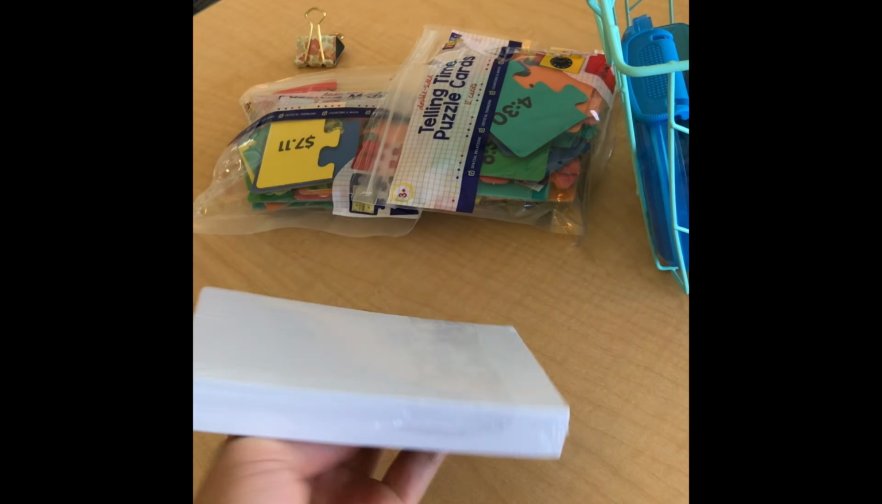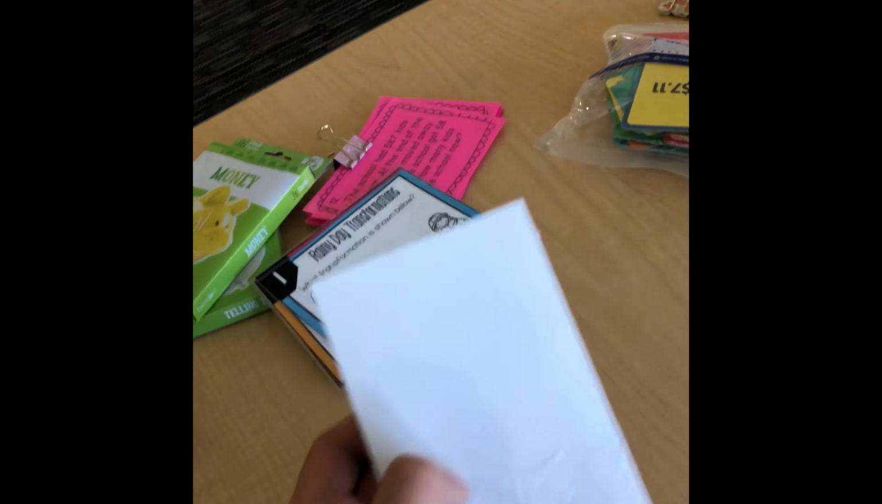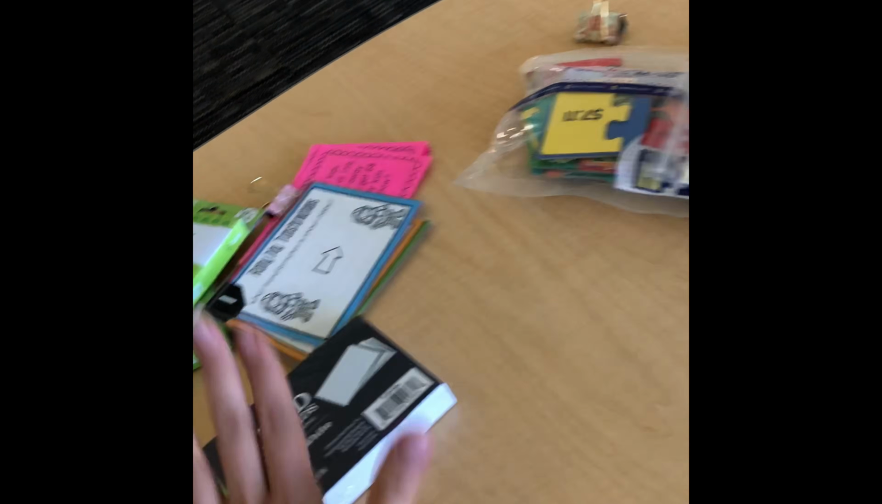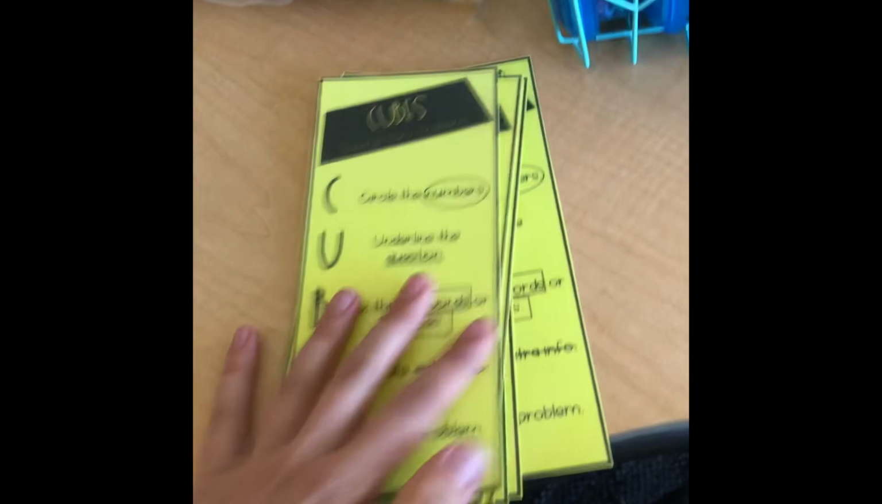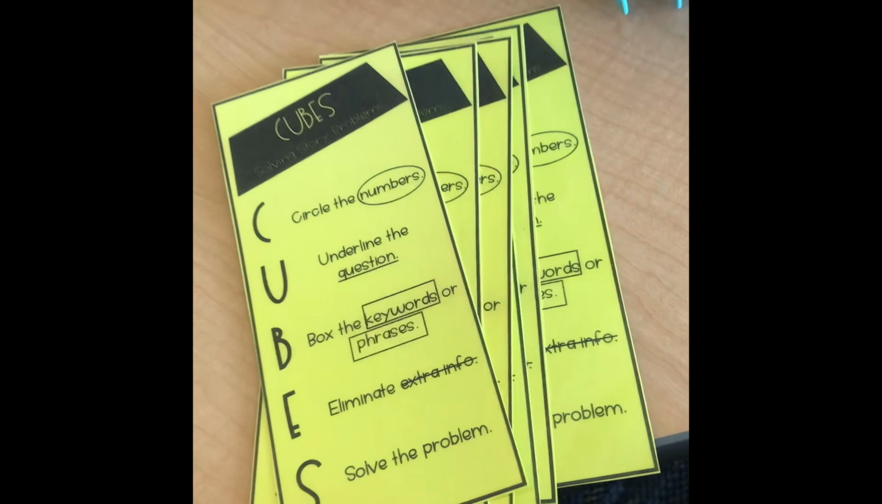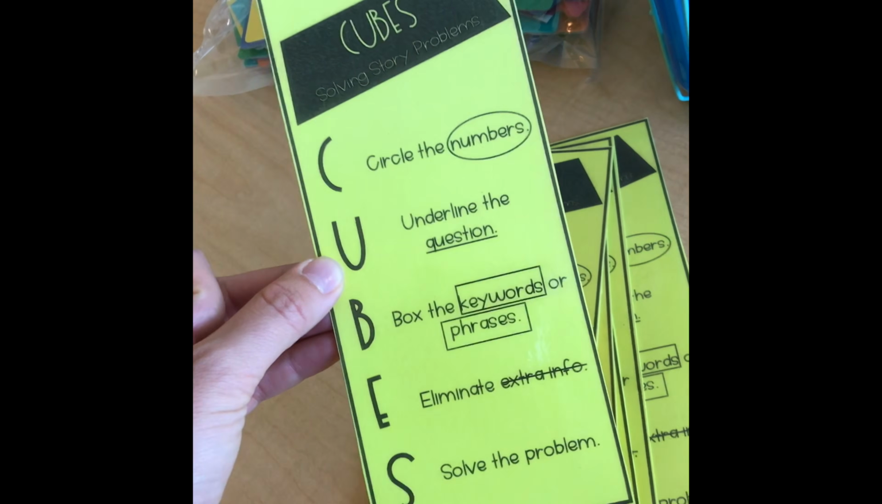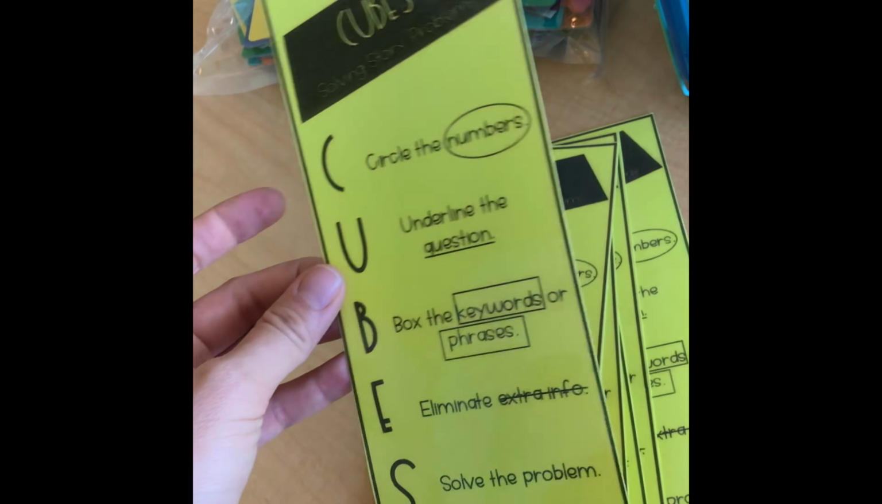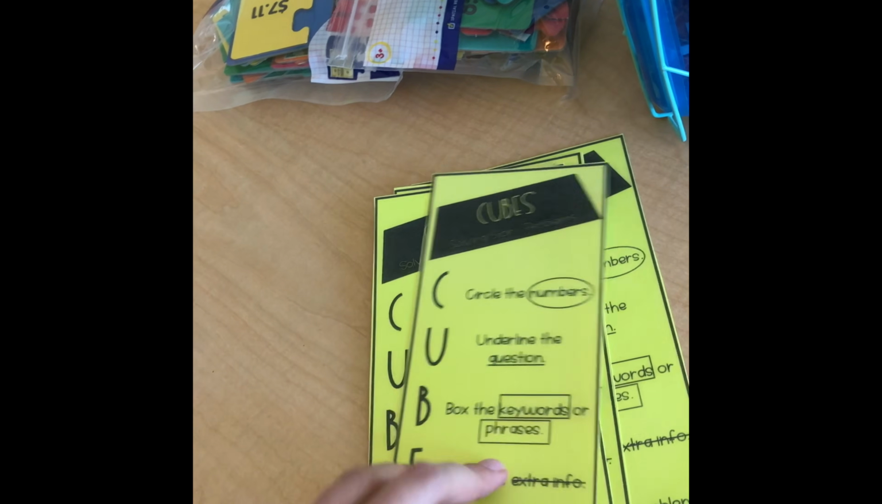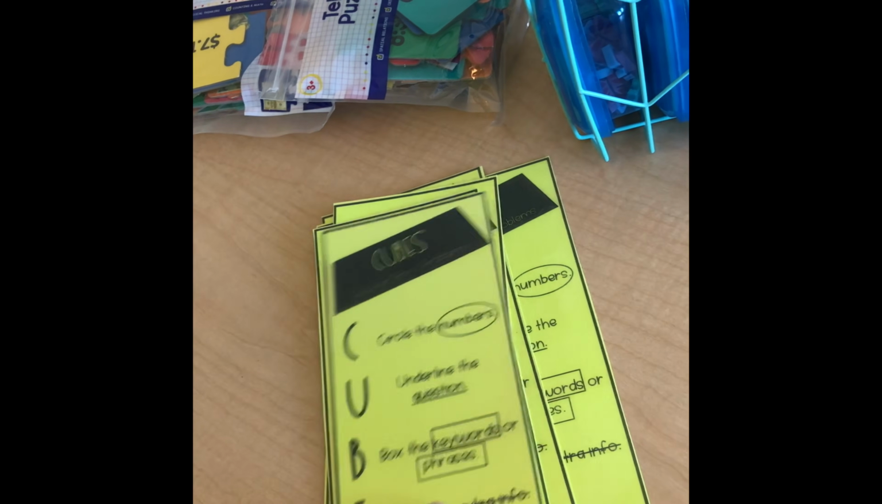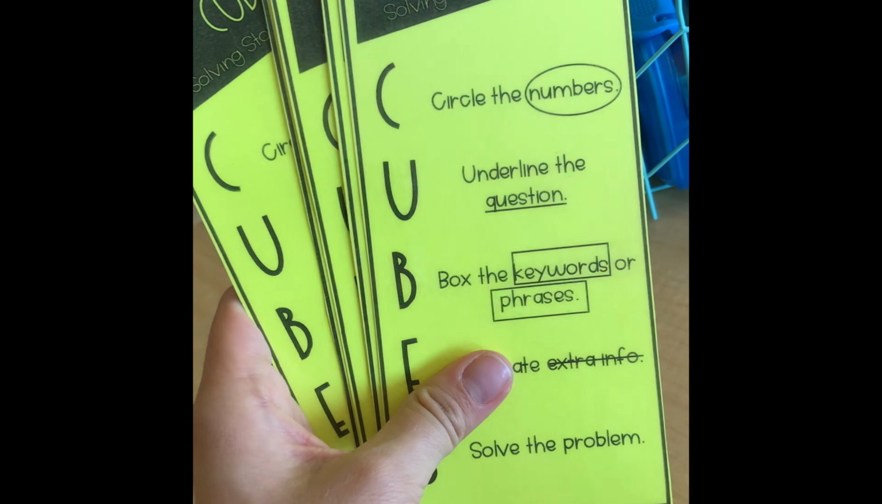I always have index cards. I've actually got a ton of them already open, but a little container of index cards because we always seem to need them. And then this was something I made when we were doing story problems. Cubes is not my idea. It's something you can find on Pinterest, but I just made these little cards and laminated them to remind my kiddos of what the steps were for story problems. And so I keep those in there. Whenever we have a story problem, I just throw these out and put them in front of the kiddos so that they can remember what to do.